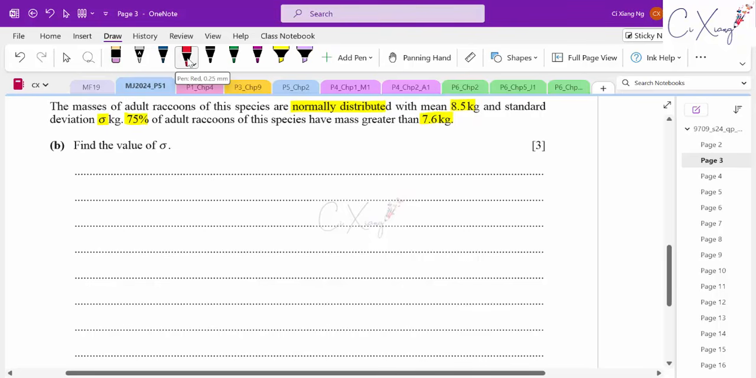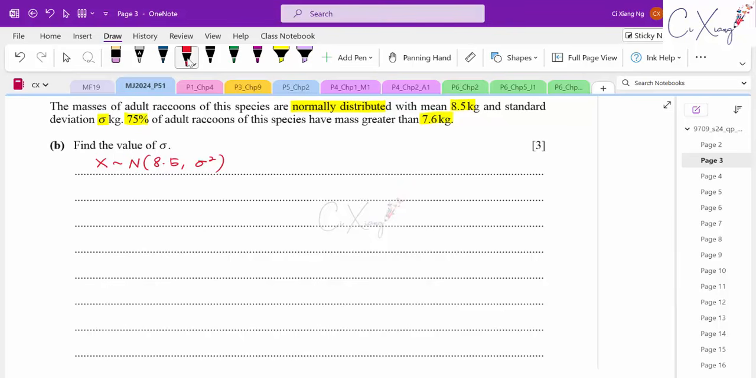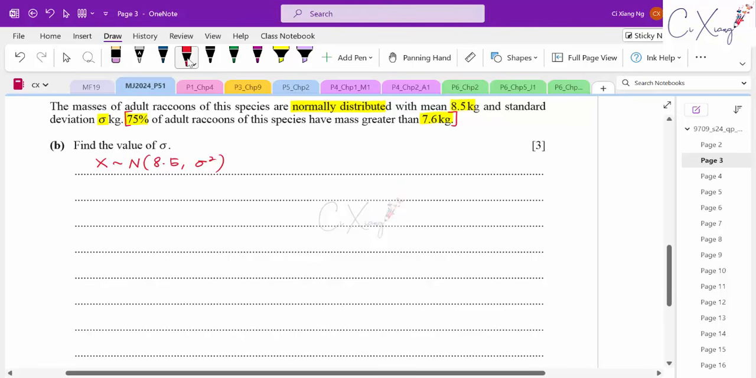Okay, then again, this one is another type of raccoon. So I may label it again. X is normally distributed, the mean is 8.5. Then I have sigma squared. Alright, so to find this sigma, basically you need one piece of information to start with. So how can I get this extra information needed? You can get it from here, the last sentence.